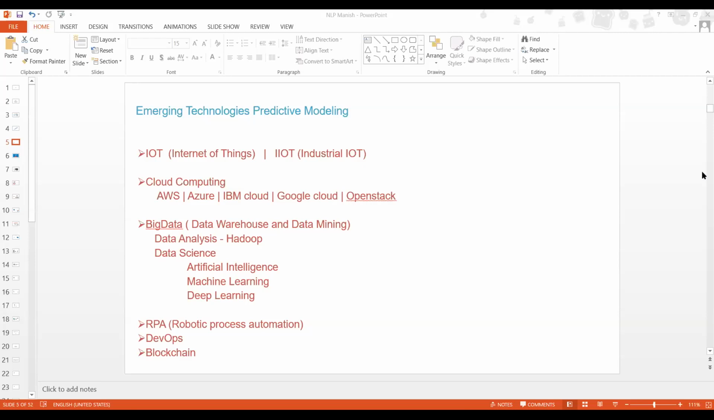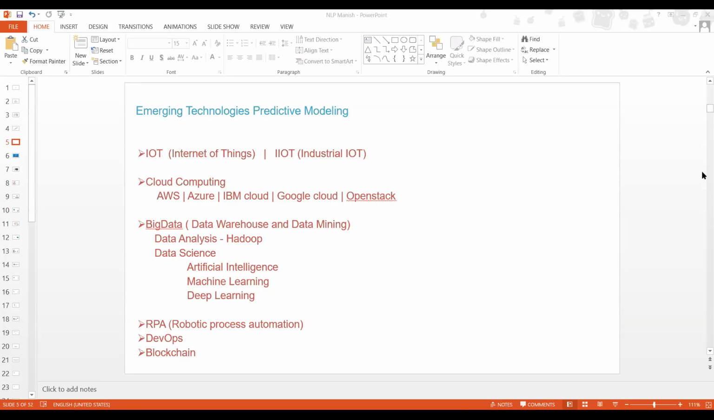DevOps means, suppose you are developing a complete solution with the help of machine learning or these modeling techniques. We always have to concentrate on front end and back end. If you do both things separately, it will probably take much more time. So guys, with the help of DevOps, I can develop something and make the database automatically in the same place. This is the benefit we get here.